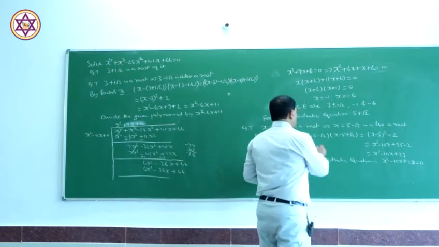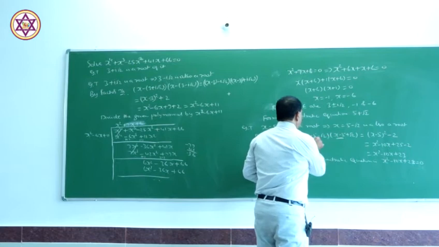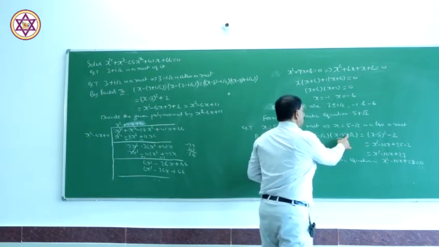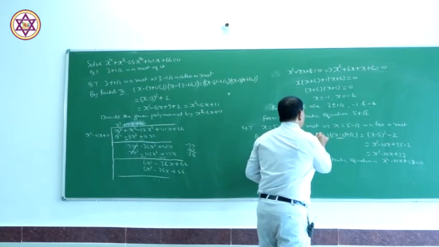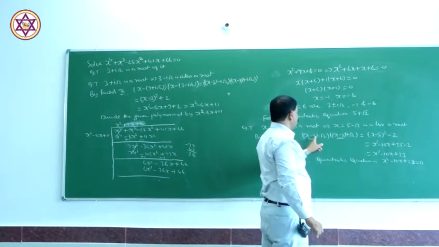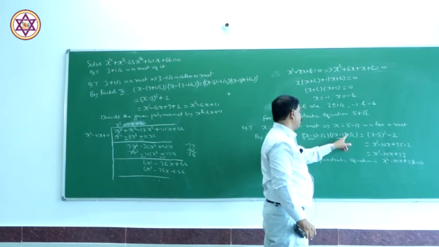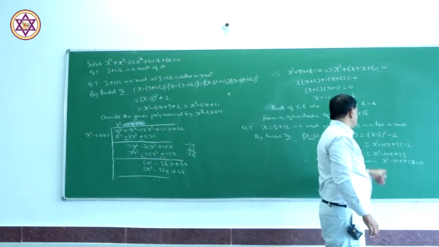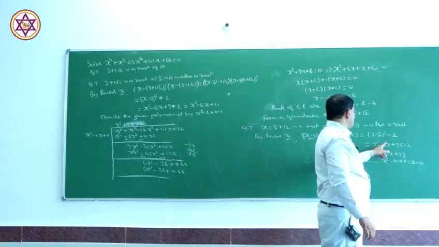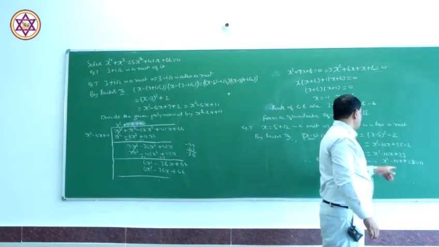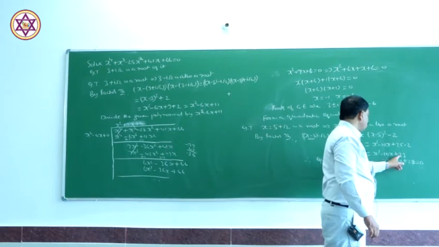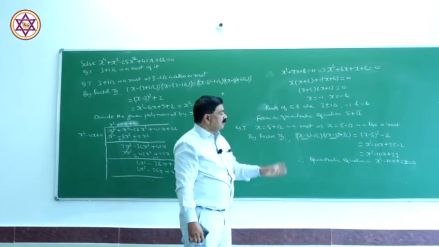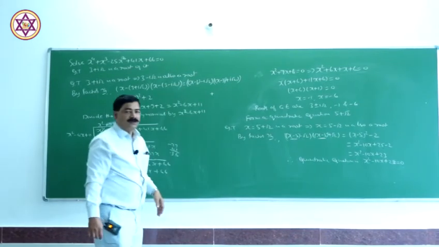This one is of the form a minus b into a plus b: x minus 5 whole square minus root 2 whole square. So, a square minus b square, and root 2 whole square means 2. Expand this one: x square minus 10x plus 25 minus 2. Therefore, the quadratic equation is x square minus 10x plus 23 is equal to 0.